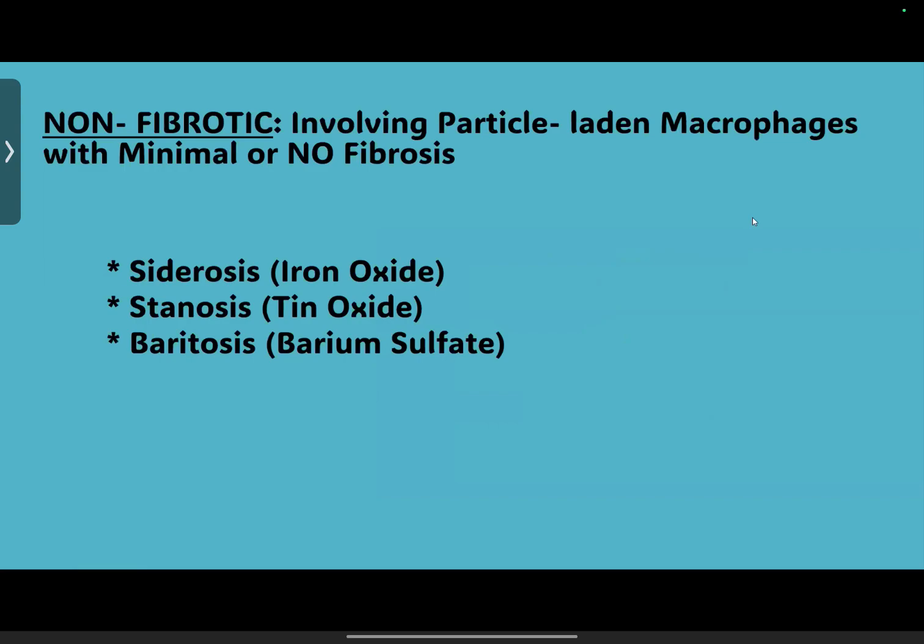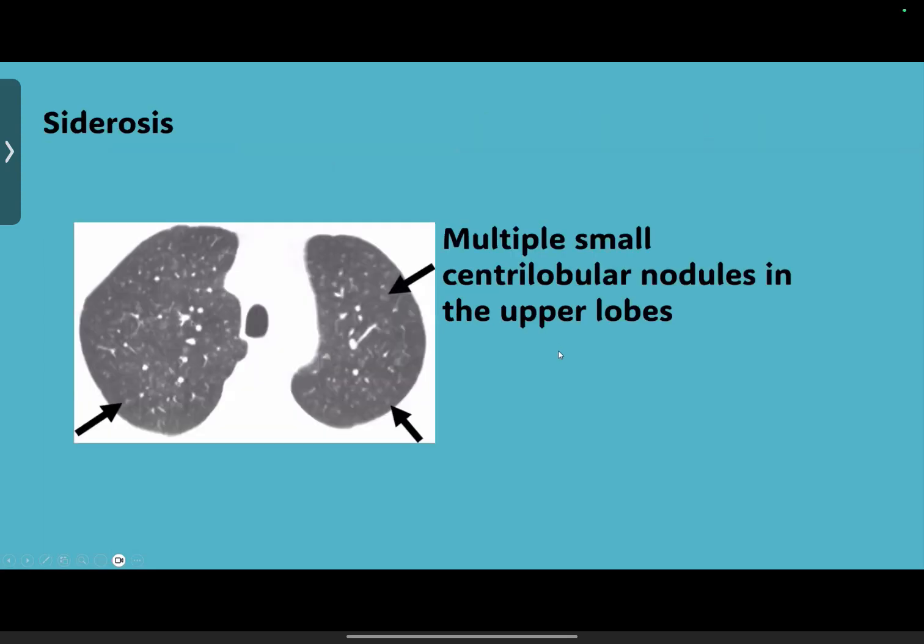Okay, so now we go into the non-fibrotic. These are less serious, but still very problematic, and some patients we do see in certain areas of the United States involve particle-laden macrophages with minimal or no fibrosis, the siderosis, stenosis, baritosis. And the baritosis is usually seen with maybe people who have inhaled a lot of barium during procedures.